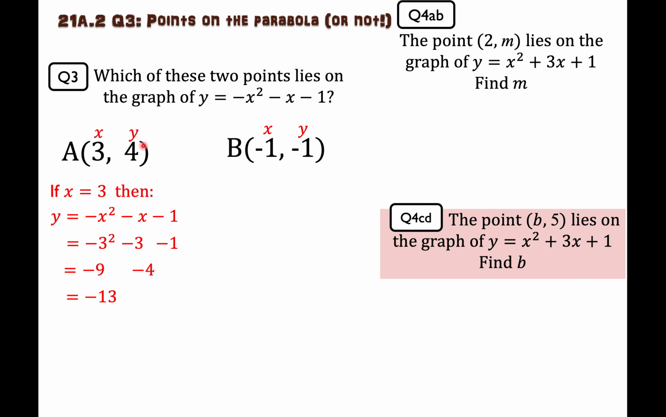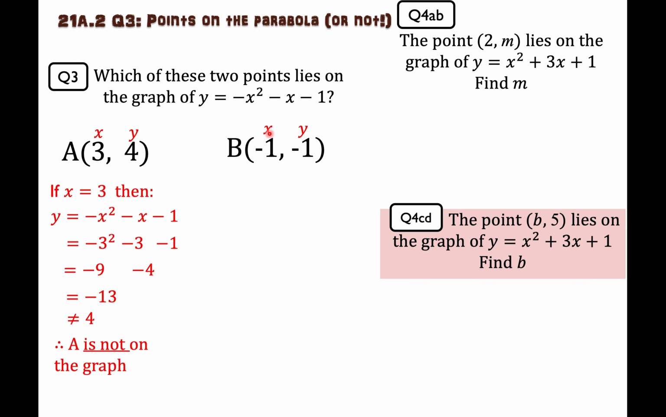But is that what we found for y? Is that what y was up here? No, it's different. There's a point 3, negative 13 that lies on the line, but negative 13 is very different to 4. So this point doesn't lie on that, I keep saying line, it doesn't lie on the graph. Okay, let's try another one.